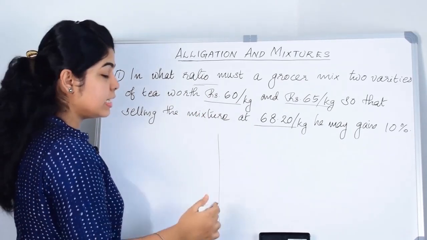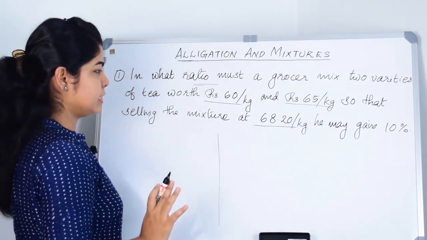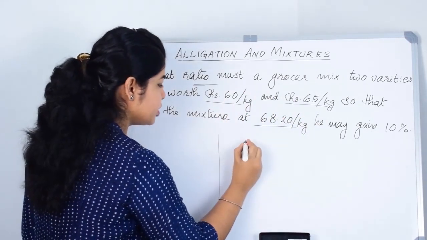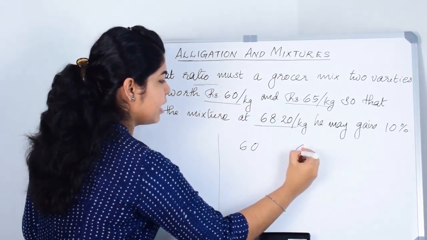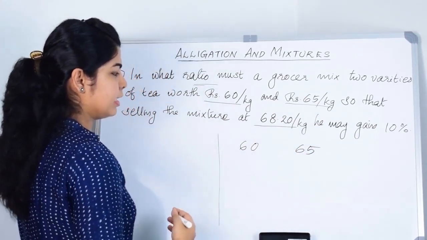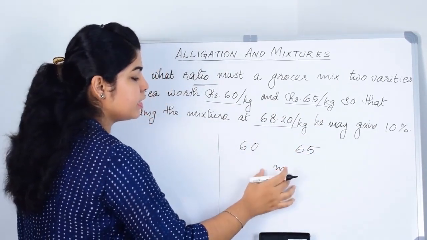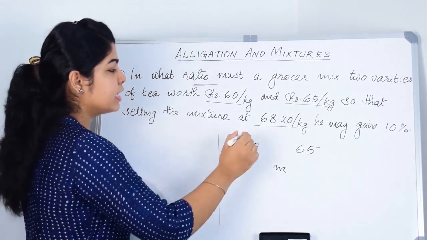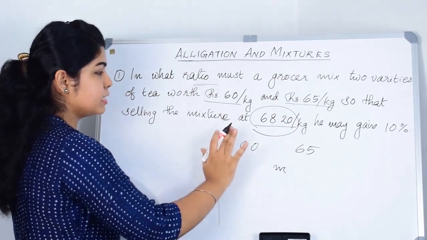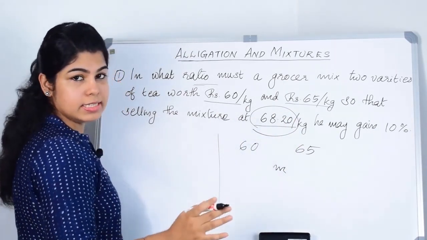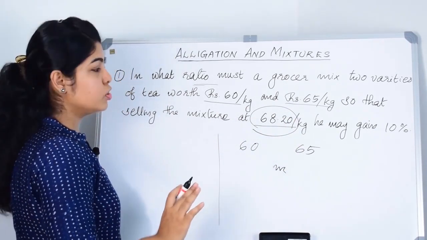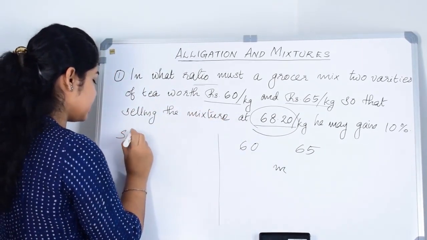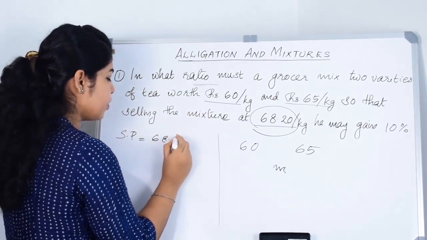So first let us write the details that are given in the question. It is given a cheaper price and dearer price. So I am going to write the cheaper price here in the left hand side and the dearer price in the right hand side. Now we need to write the mean price here in the middle. So is the mean price given in the question? No. The given value is the selling price of the mixture. Mean price is always the cost price of the mixture. So we need to find the cost price of the mixture. But here the value given is the selling price. So the selling price is 68.20.